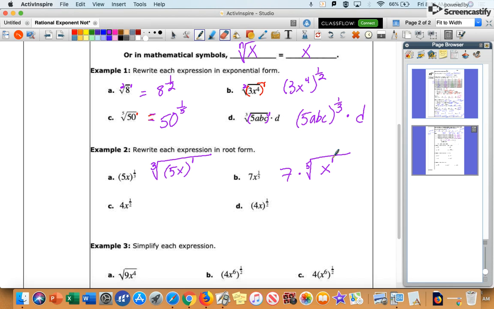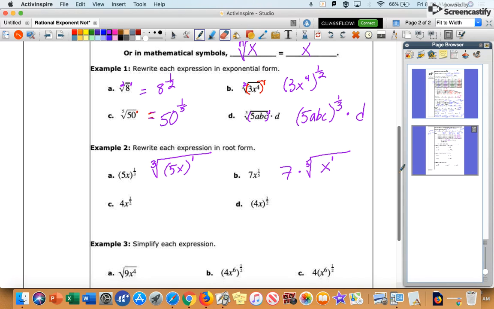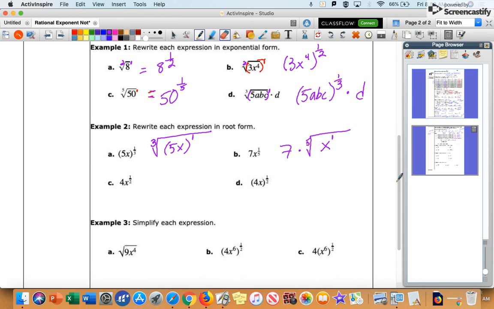So the fifth root of x, you don't have to write the 1 there if you don't want to, but I'm just going to get into that habit. So the x to the 1 power, we're taking the fifth root. So 7 times the fifth root of x.